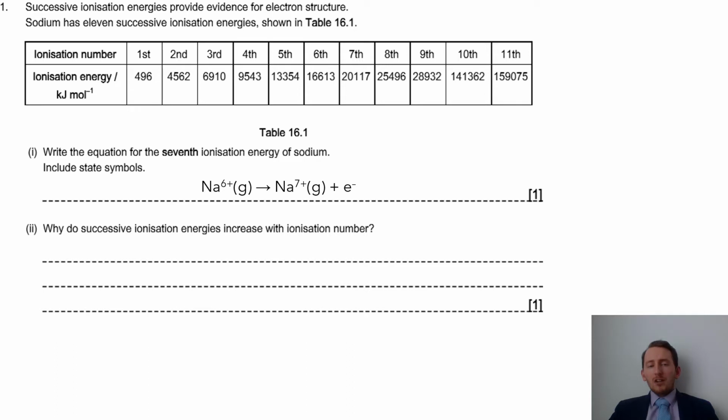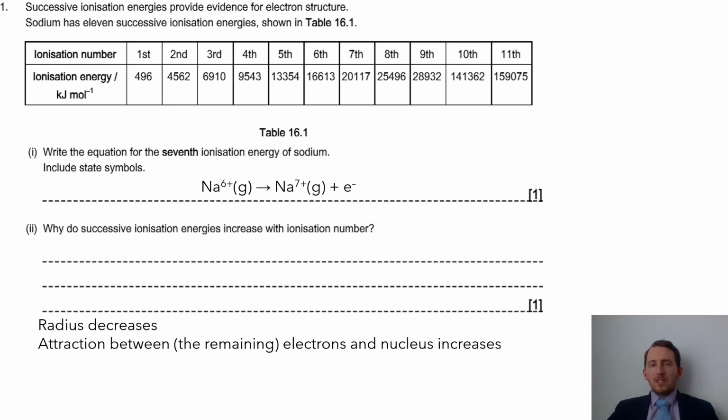Next part of the question is, why do successive ionization energies increase with ionization number? Well, what's going on there is our radius is decreasing. If we keep taking off these electrons, eventually we're going to be moving to different shells. So further shells that are further away to shells that are a bit nearer, close to the nucleus, greater attraction, therefore harder to remove.